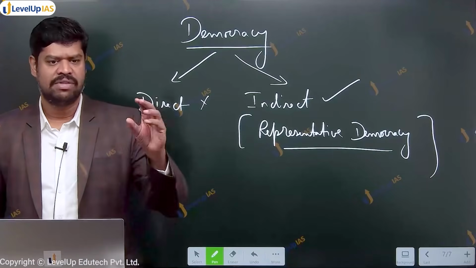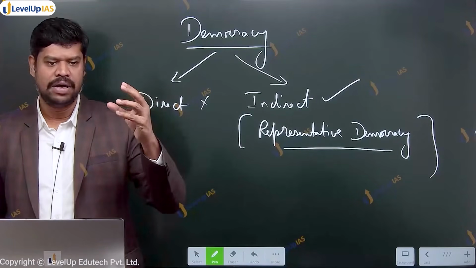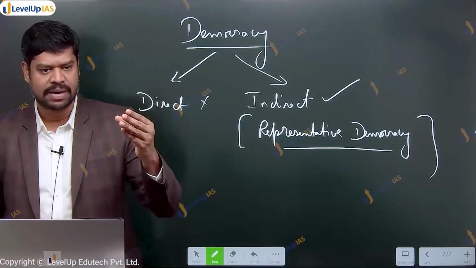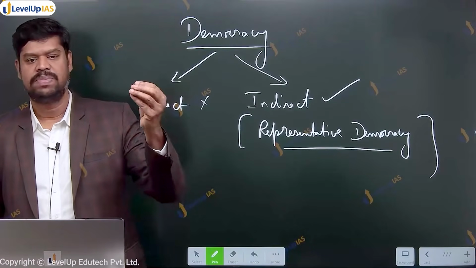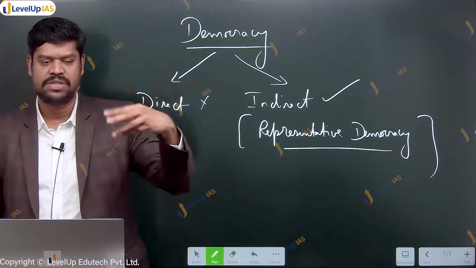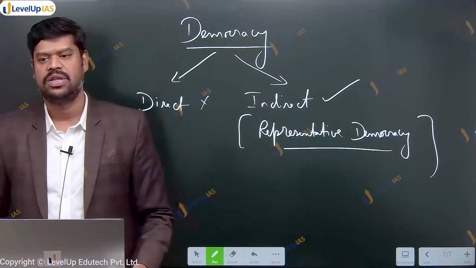Democracy means it's a government which is elected by the people. That is true. But do you think that the people directly run the government? Or is it that the people elect their representatives? And after electing the representatives, the people are delegating the power to the representatives on behalf of the people. The representatives are carrying out the government. So what type of government do you think that in India we have?